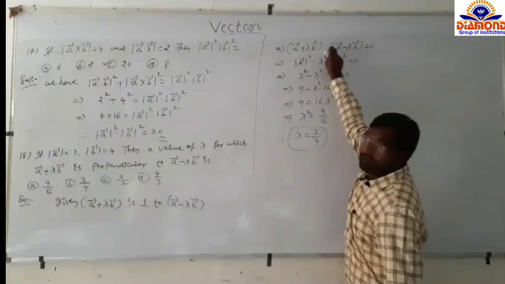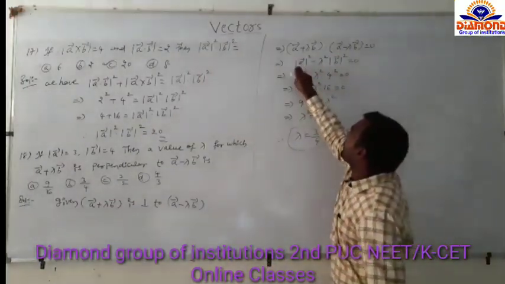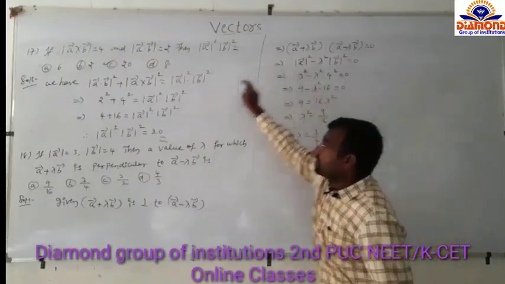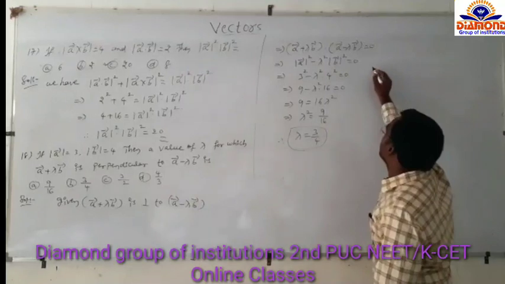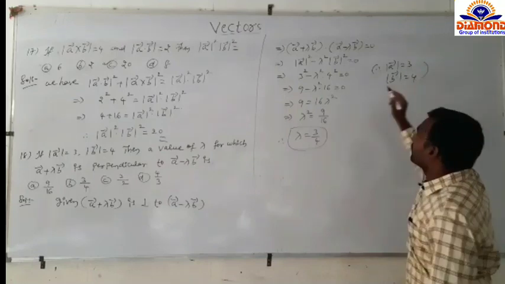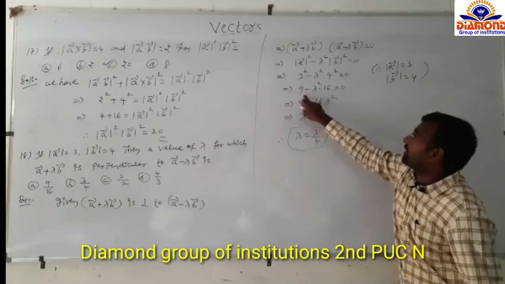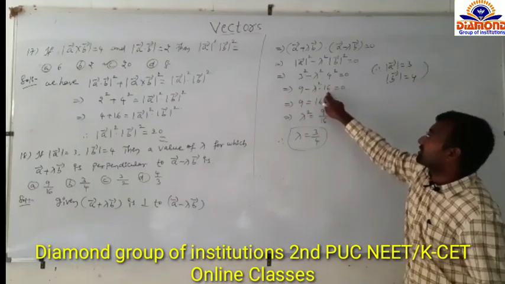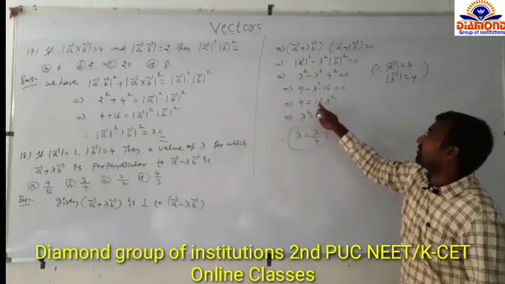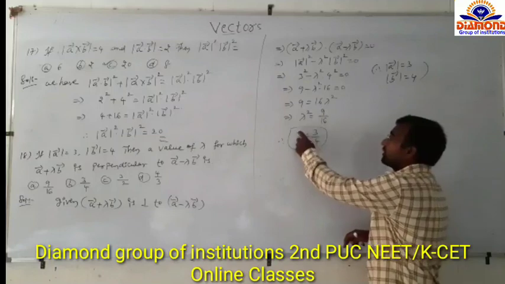So which is in the form of A plus B into A minus B. A plus B into A minus B is nothing but A square minus B square. So that's why mod A square minus lambda square into mod B square equal to 0. Mod A value is given 3. Next mod B value is 4. So substitute here: 3 square minus lambda square into 4 square. So this equals 9 minus lambda square into 16 equal to 0. So lambda square into 16, bring this side, you get positive sign. So 9 equal to 16 lambda square. So lambda square equal to what? 9 by 16. So lambda value: lambda equal to 3 by 4.